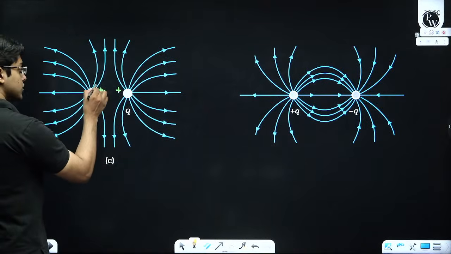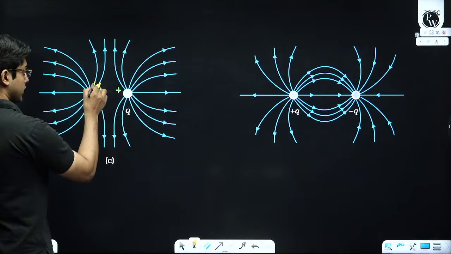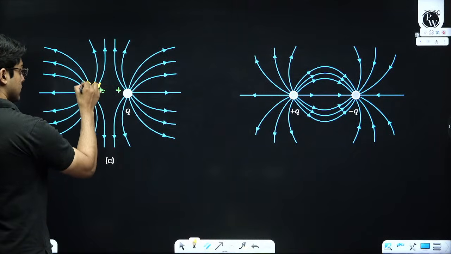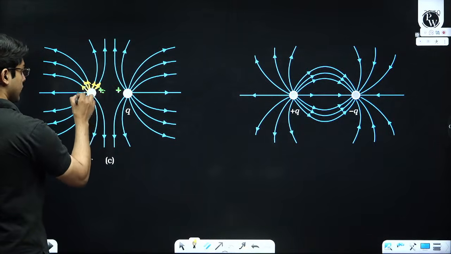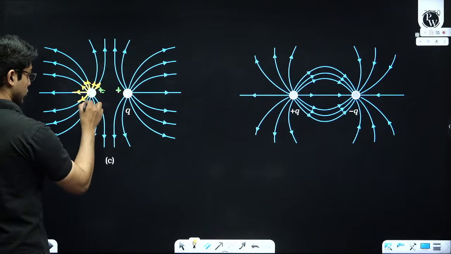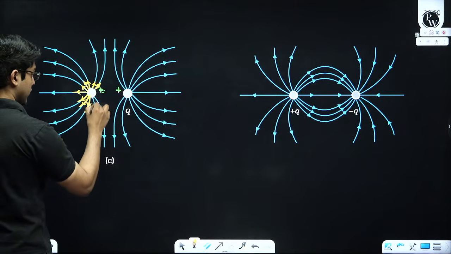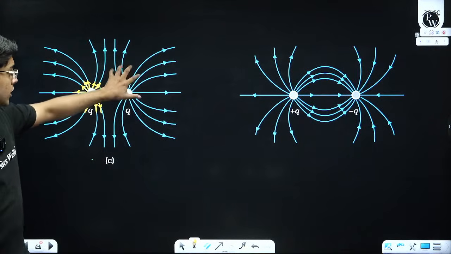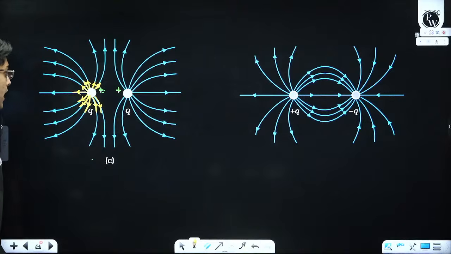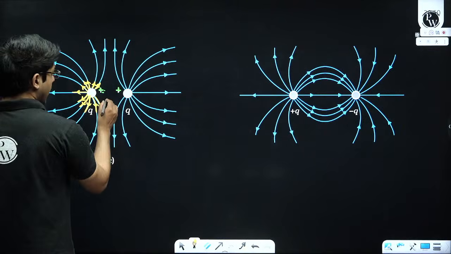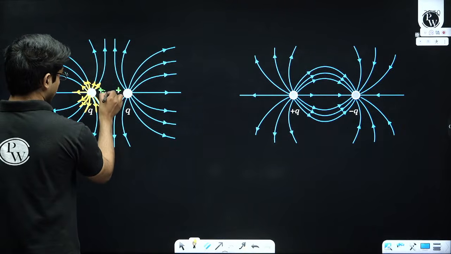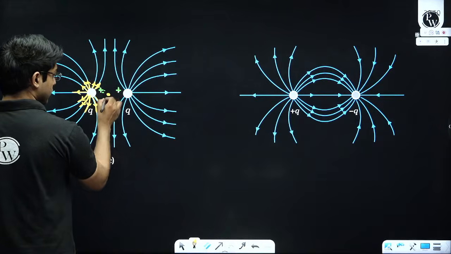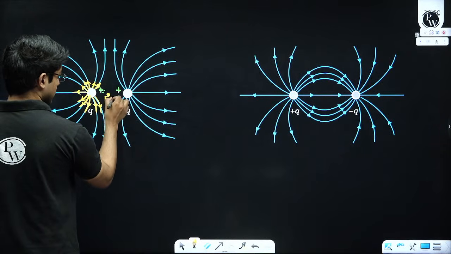From this plus charge, field lines will originate, okay? They will start from this, as you can see. From a plus charge, field lines will always originate, okay? As you can see. From here also, as it is a plus charge, it will originate. And at the middle, at this location, there are no field lines, because here field is 0.